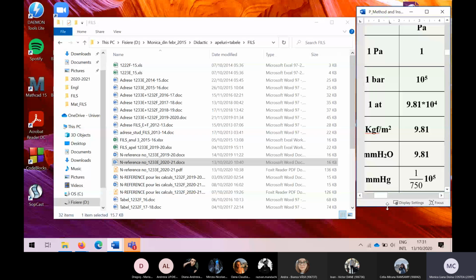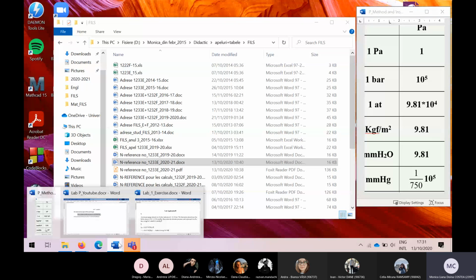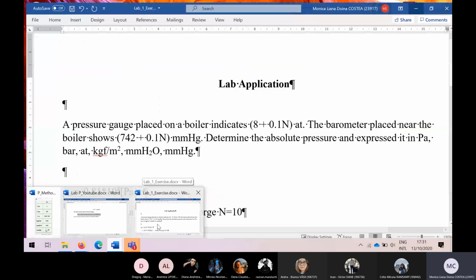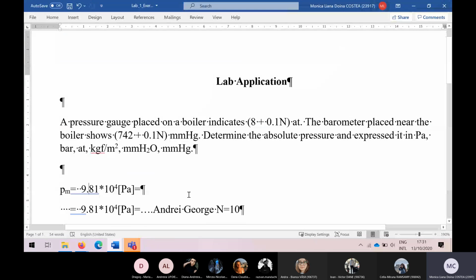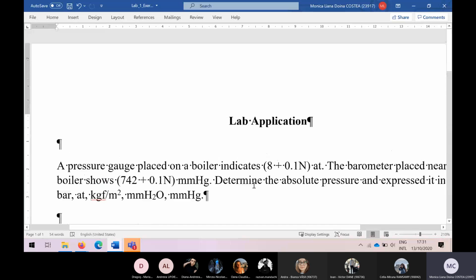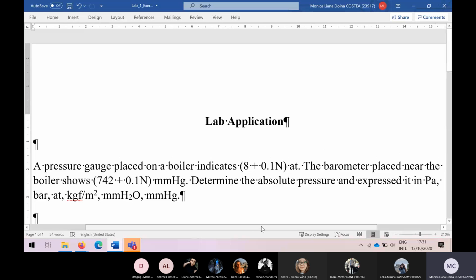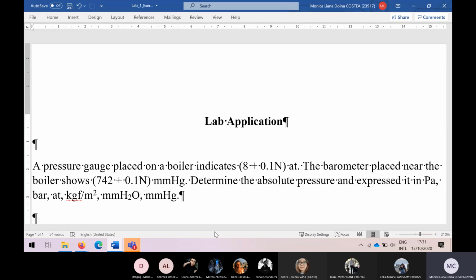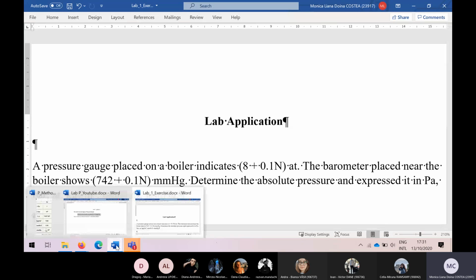So in this case, I propose to you to solve together an exercise. I cannot say an application because it's very reduced. It's just to apply the knowledge related to pressure units. Do you have the reference number, each of you? Yes. Okay, so I don't have to put also the table, I hope, because otherwise I cannot have both in front of me.